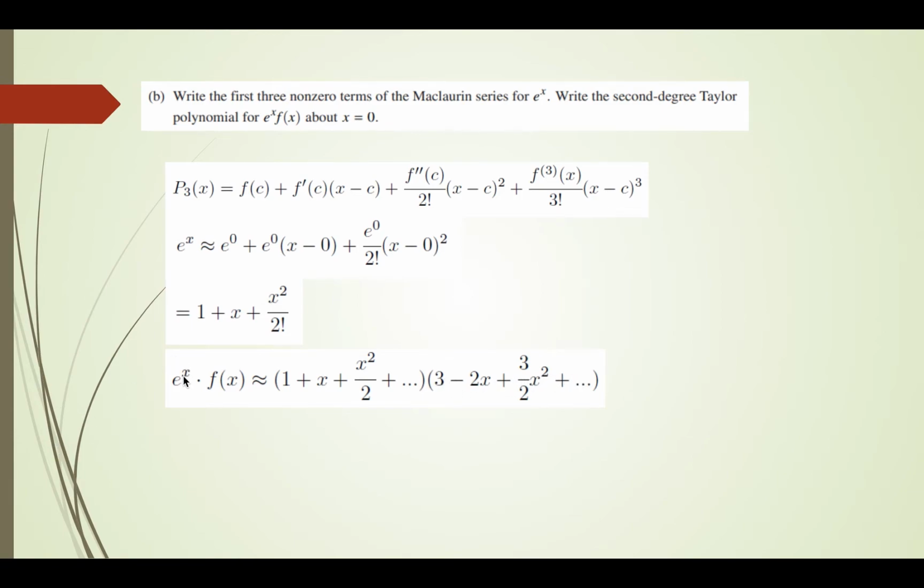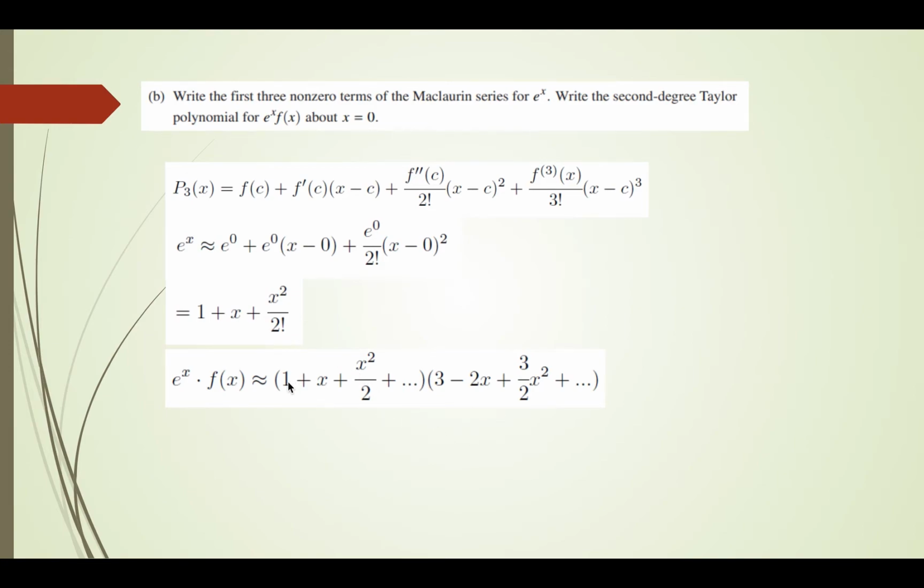And if you want to multiply these two functions, you just need to multiply these two things together. And the way we do that, of course, is distribution. Now, notice it said second degree Taylor polynomial. That means that in our answer, we shouldn't have anything higher than the second power.